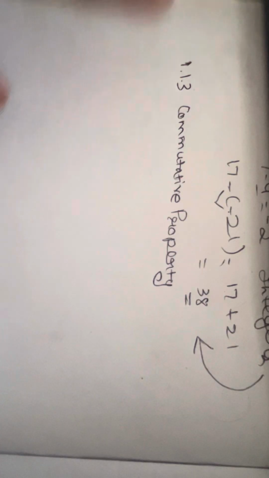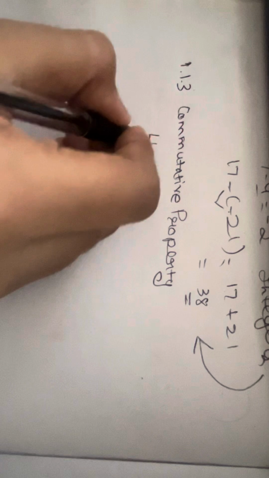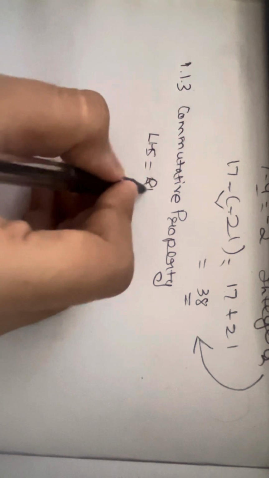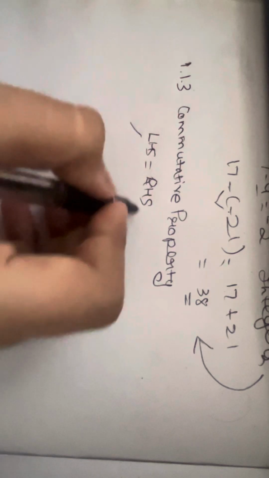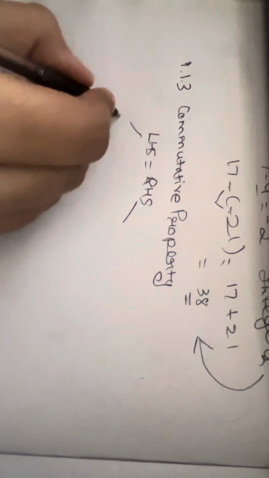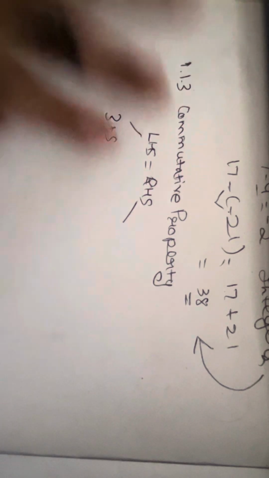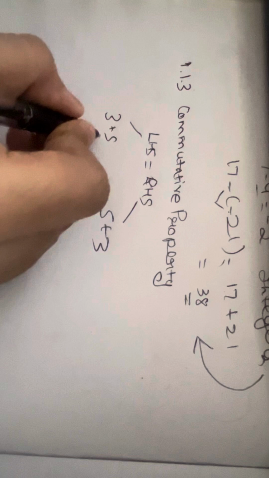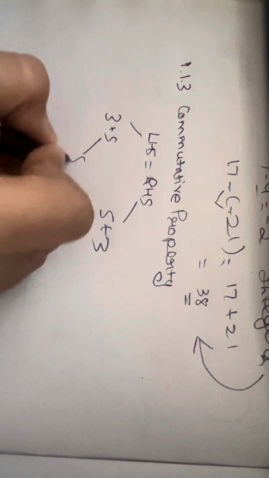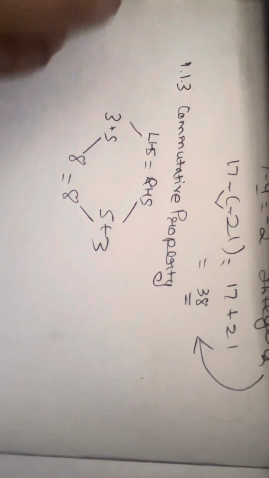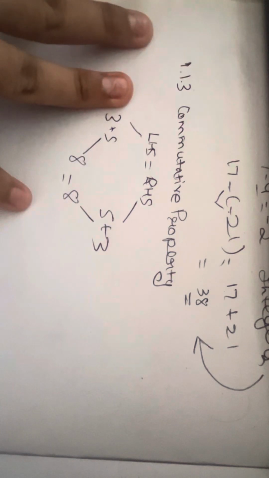Now let's talk about the commutative property, which you can say is LHS equal to RHS, left hand side, right hand side. So basically you can take an example of LHS 3 plus 5 and RHS 5 plus 3. Here the answer would be 8, and here also the answer would be 8. So that's the commutative property.